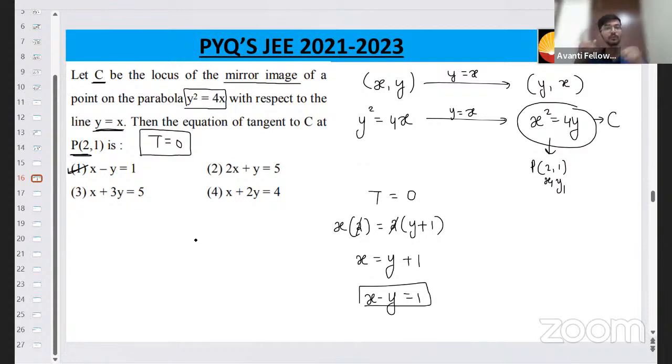So we just need to know the basics. This is very simple. You must have studied it as the first thing in coordinate geometry, that if I take a mirror image of a point in line y equals to x, the coordinates get swapped. The same thing we apply to the curve. Let's see the next question.